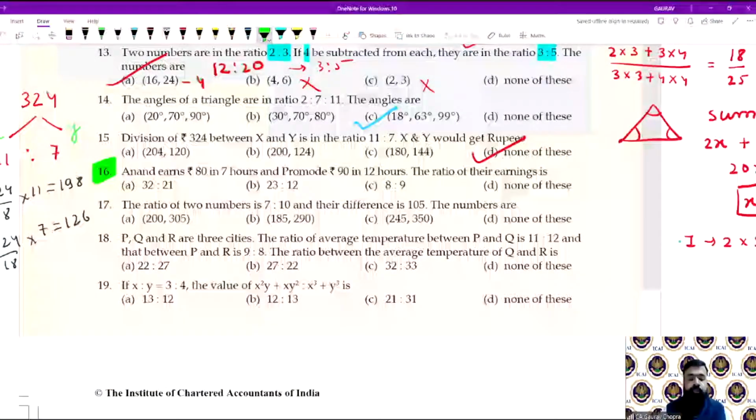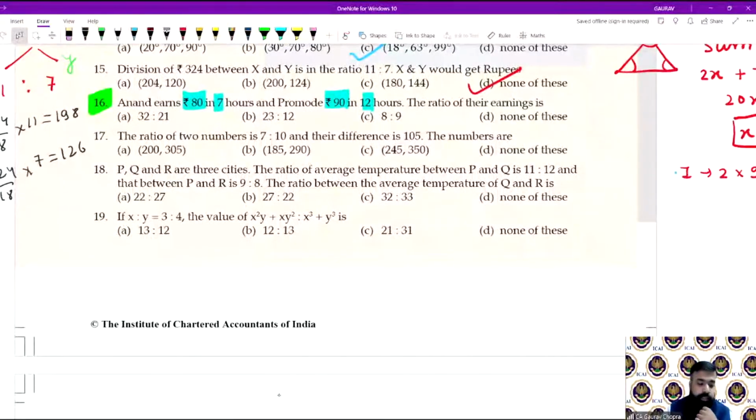Anand earns rupees 80 in 7 hours and Pramod rupees 90 in 12 hours. The ratio of their earnings is. Now see, earnings of the two persons are given, but are these two earnings comparable or not? These two are not comparable because the timings are different. Anand is earning 80 but in 7 hours. Pramod is earning 90 but in 12 hours. So earning of which person is higher if we compare it on an hourly basis? So we have to do it in that manner. So let us compute their hourly earnings.